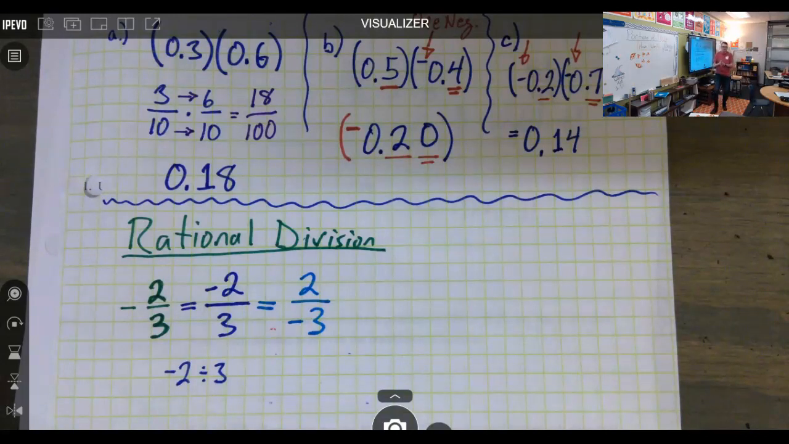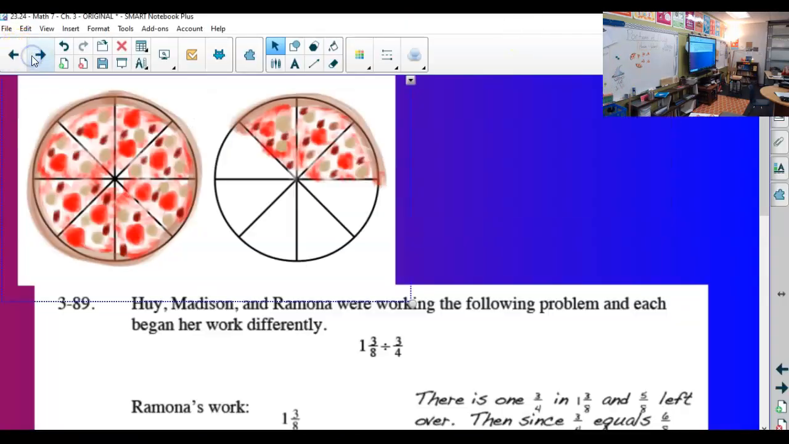All right, I want to talk about my leftover pizza. Now, unfortunately, we did not have any leftover pizza. In reality, I didn't have any leftovers because I'm hungry. But what we're going to solve here on our graph paper is to help Hugh, Madison, and Ramona. They've got 1 whole pizza and 3/8 left, right?